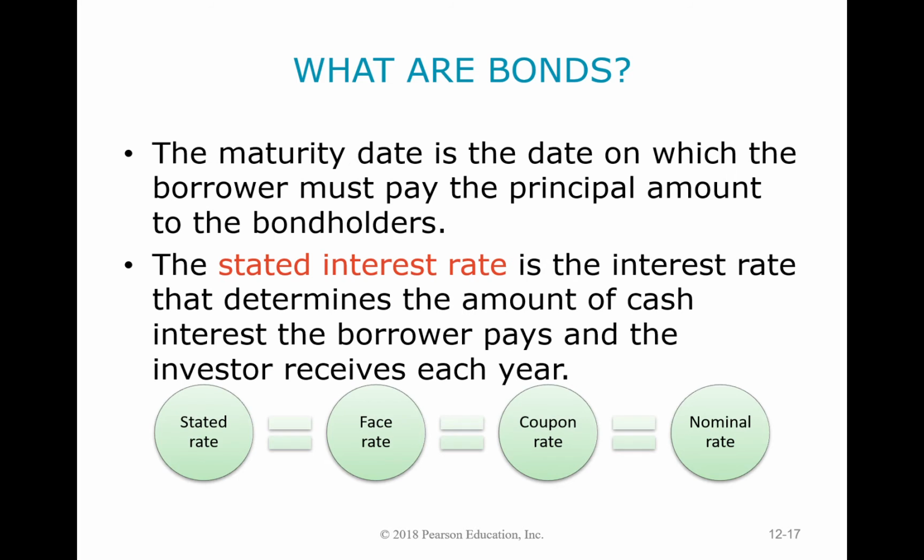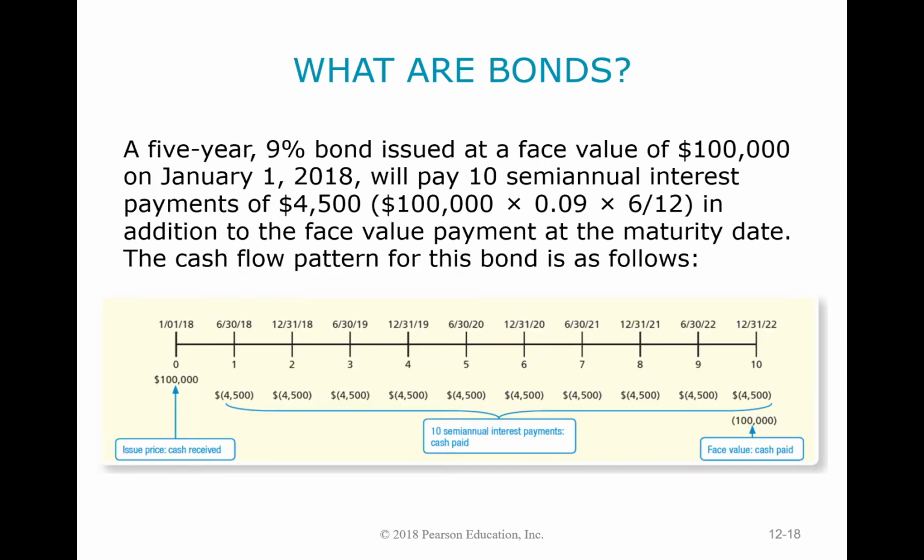Now, maturity date is when the loan has to be paid back in its entirety. And the interest rate, we've talked about interest rates before. This is what is stated on the bond, essentially the interest rate or the annual percentage rate that is paid on that face value.